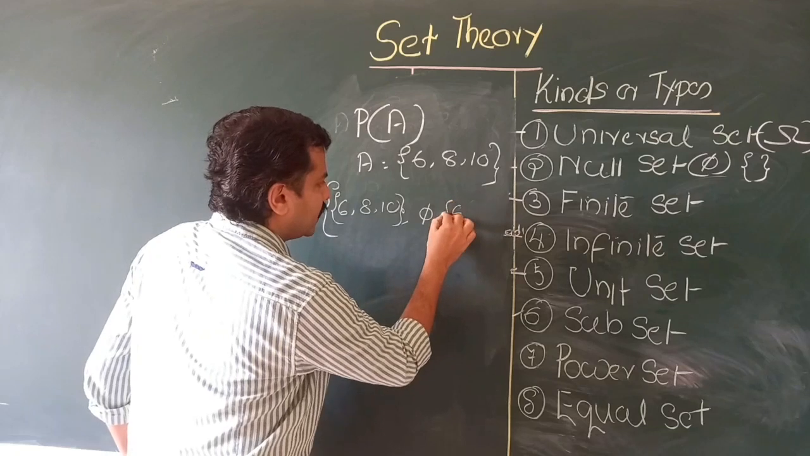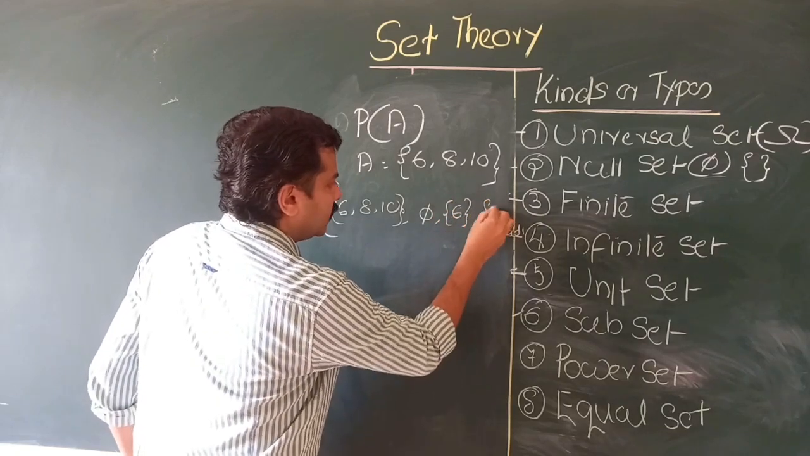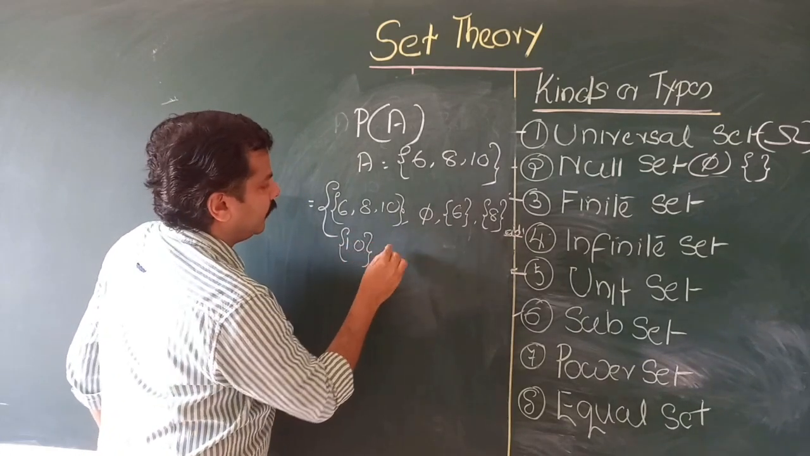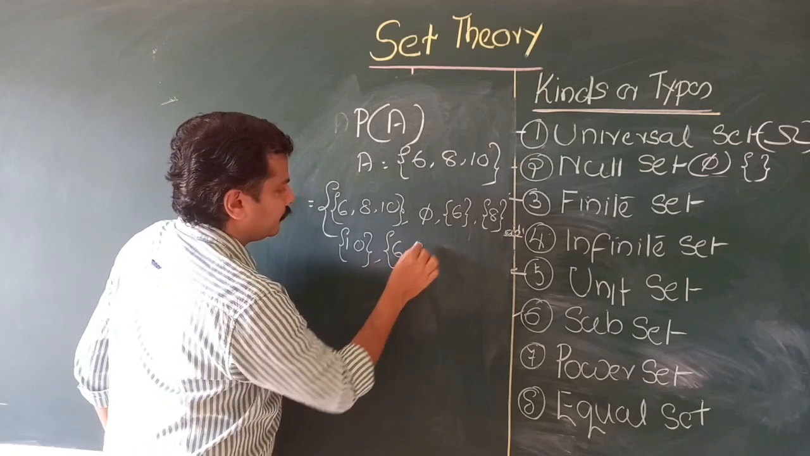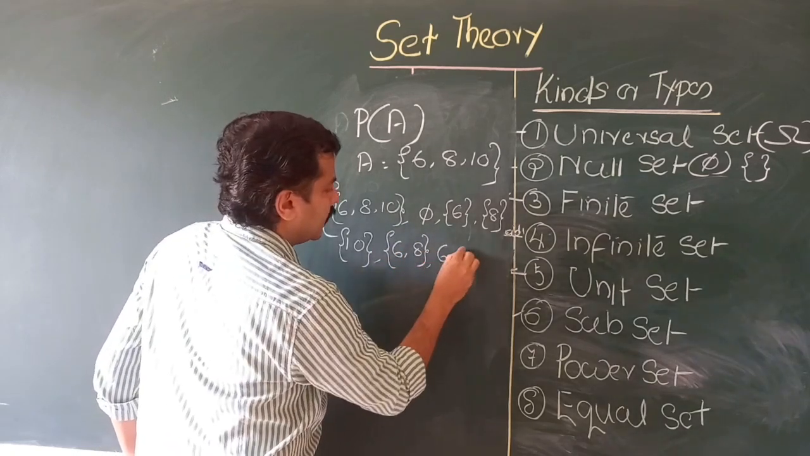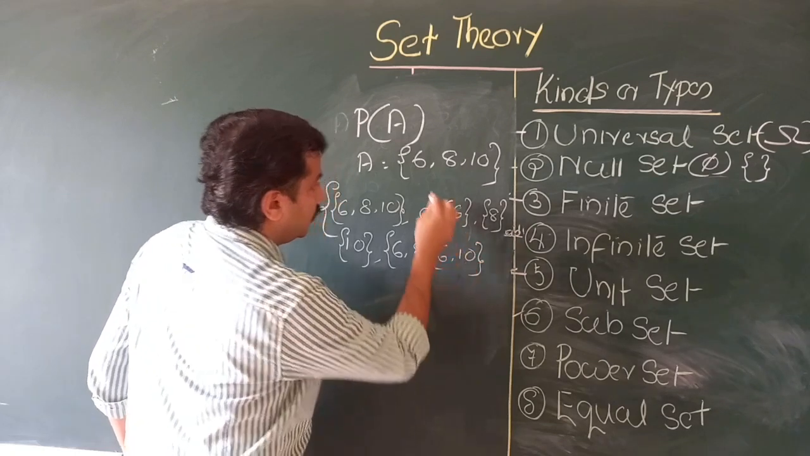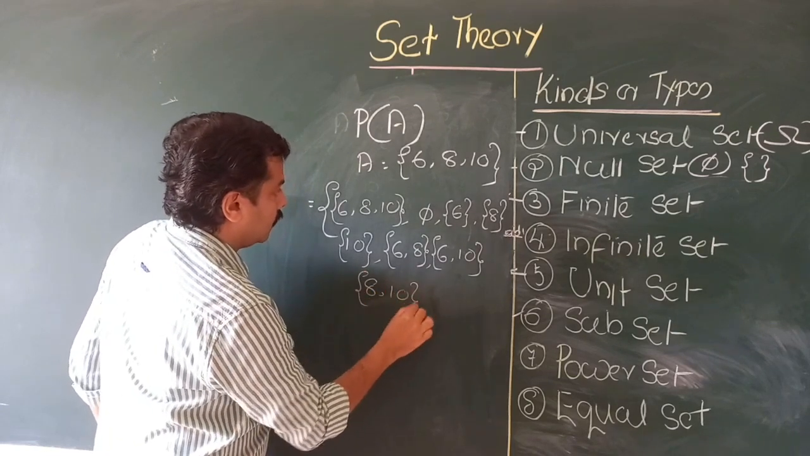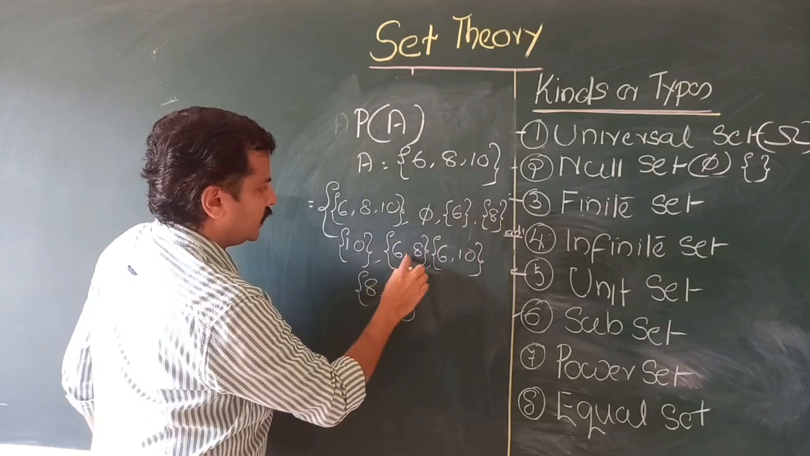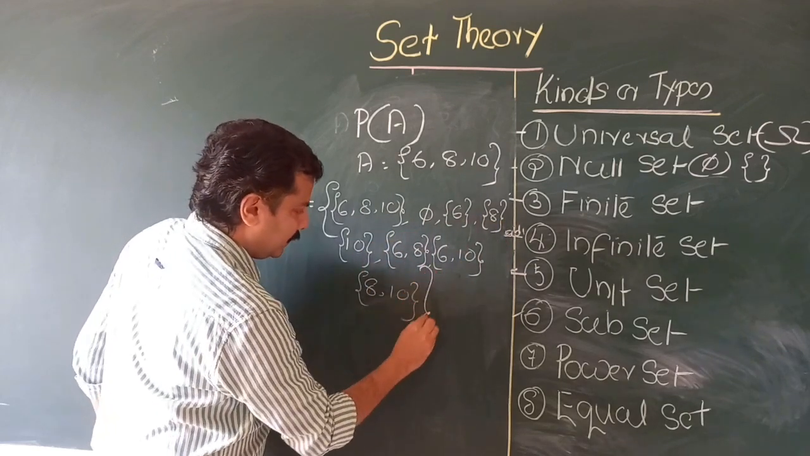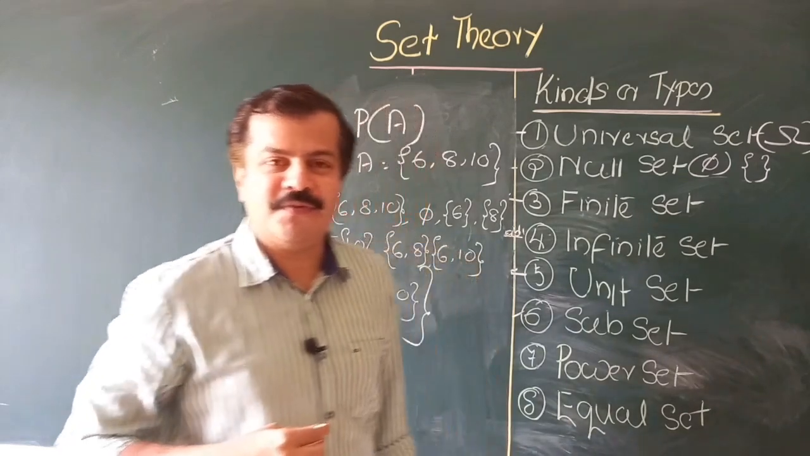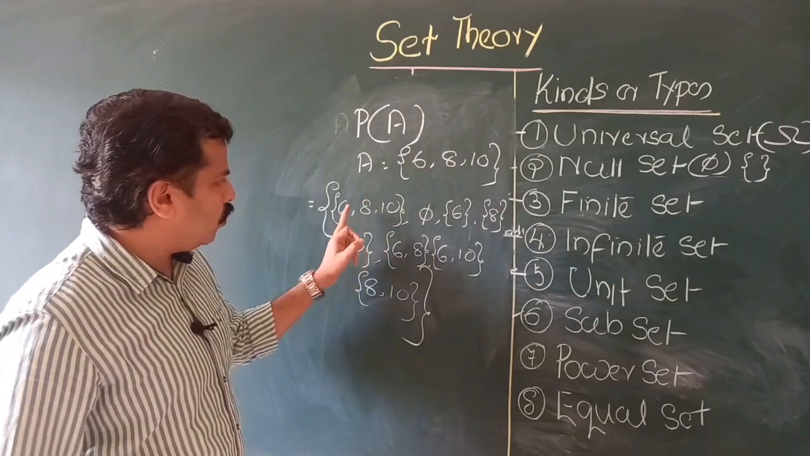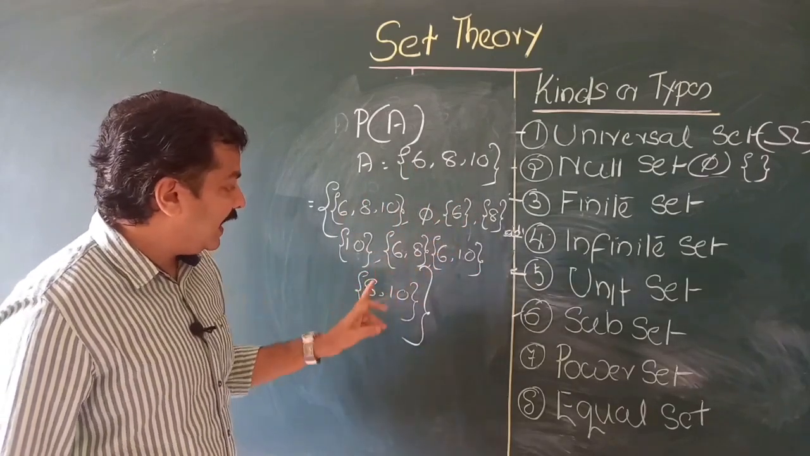Then I have one number, 6, then 8, then 10, then 6, 8, then 6, 10, then 8, 10. All the subsets of set A are written here, right? We have 3 elements in the set A and I have 8 subsets.